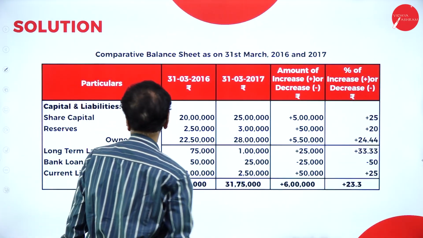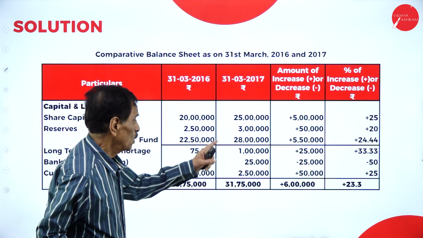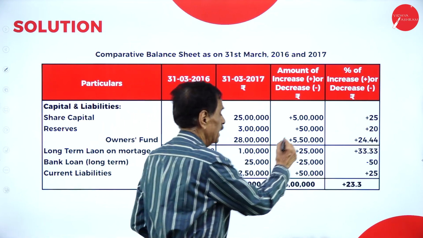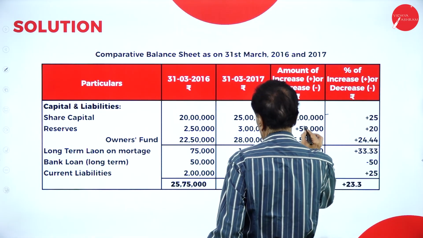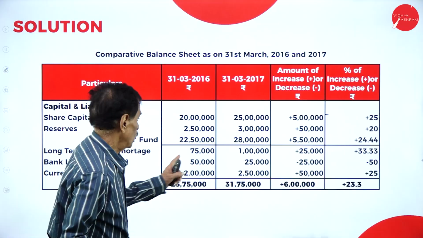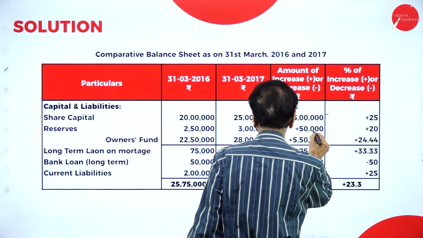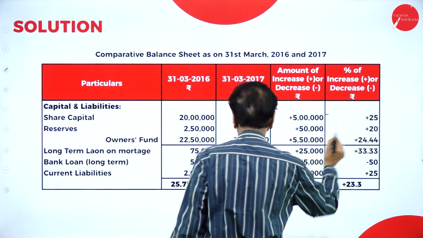Then capital and liabilities, share capital, 20 lakh to 25 lakh, there was an increase of 5 lakh. So 5 lakh divided by 20 lakh into 100 is 25%. Then reserve 2 lakh 50,000 to 3 lakh, increase 50,000 divided by 2 lakh 50,000 is 20%.